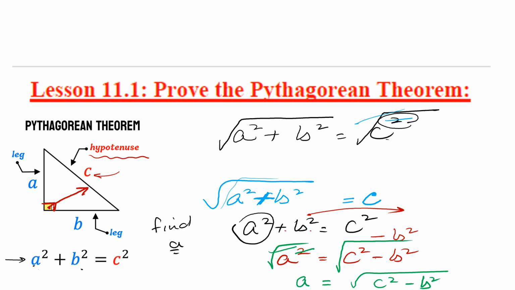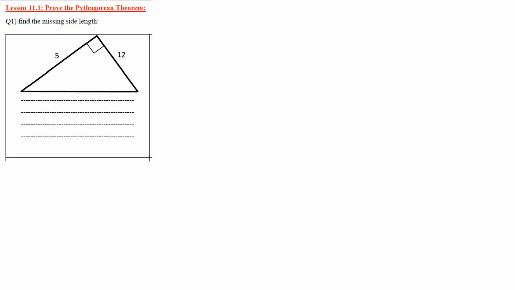Let's try to solve a few questions to understand the Pythagorean theorem. You must remember that it is used when two sides are given and you are asked to find the third side, and the Pythagorean theorem states a square plus b square equals c square. They are asking you to find the missing side length. Two sides are given and you have to find the third side length. First of all, you have to find out whether you have to find A, B, or C.